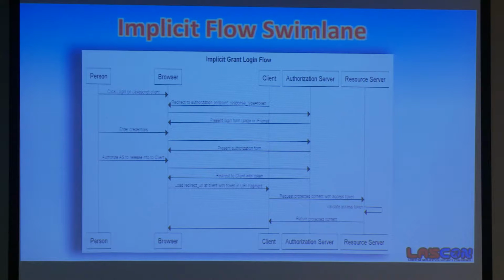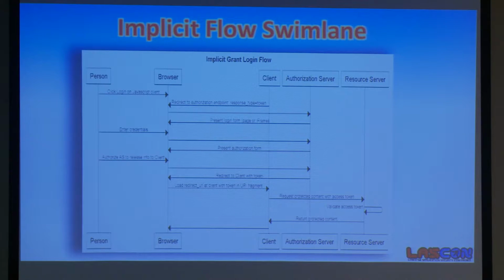So implicit flow is used when you have an application that actually lives in the browser. This is basically a JavaScript application, and so it's a totally client-side application. In this case, it's a little bit shorter. What happens is the client asks for a token. Instead of getting back the code and trading the code for a token, the client just asks for a token outright.